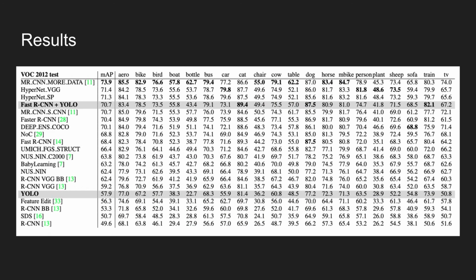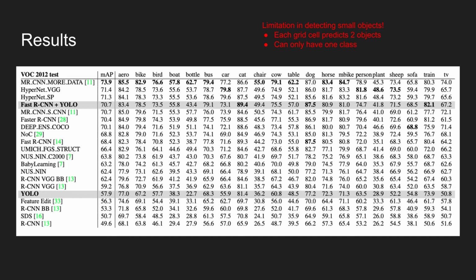Now, this table shows the performance of YOLO model on Pascal VOC 2012 testset. Vanilla YOLO model achieves mean average precision score of 57.9%, and the hybrid model of YOLO with fast R-CNN achieves mean average precision score of 70.7%. The authors mentioned that YOLO's limitation is in detecting small objects.